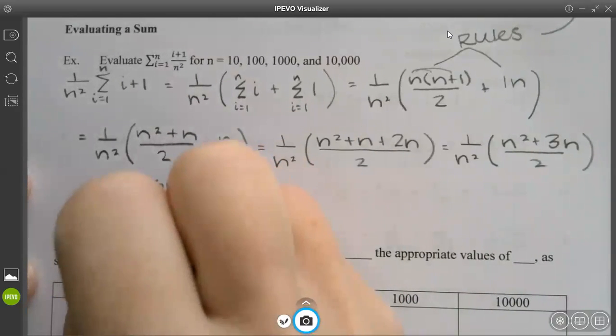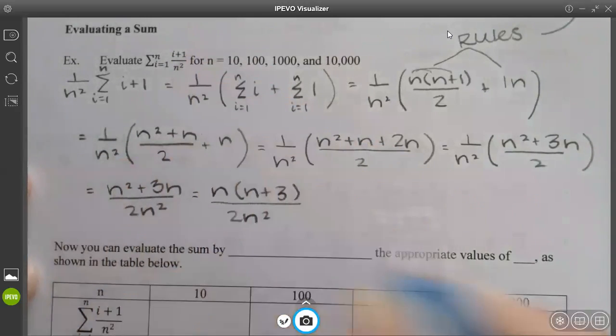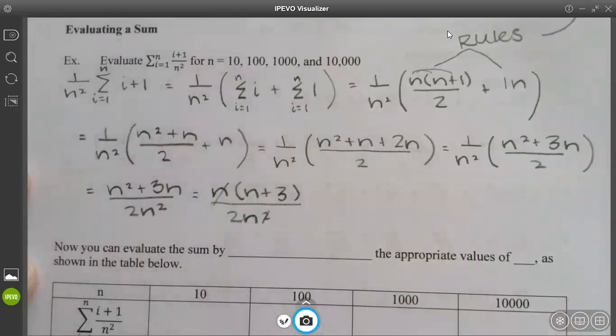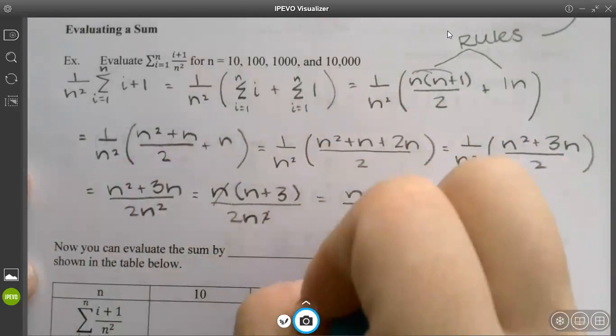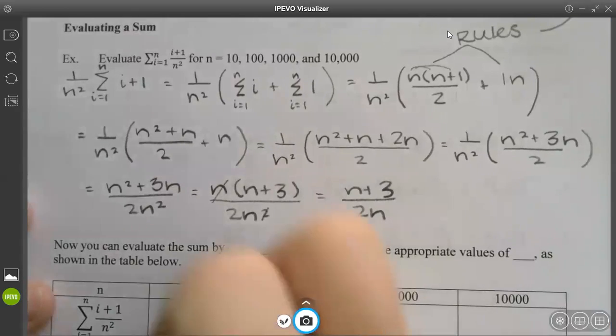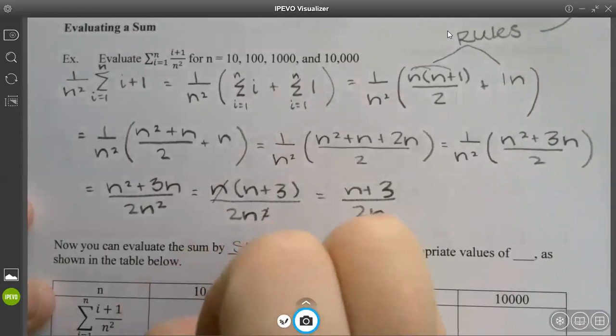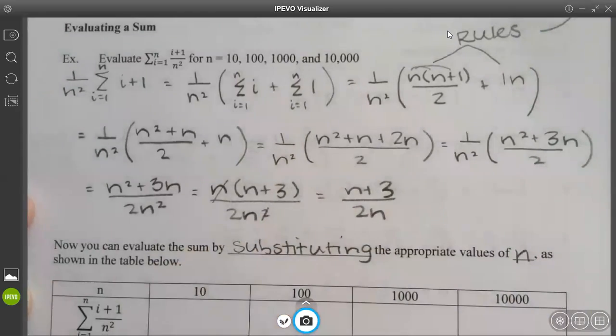I can take out an n from the top and the bottom. So if I take out an n, I get n plus 3 over 2n squared. And then your n and your square will cancel out. Is there anything else I can simplify? I feel like this is the hardest part, the simplification, okay? Especially when it gets into like your i squares or even your i cubes. This is perfect. Now you can evaluate the sum by substituting the appropriate values of n as shown in the table below.